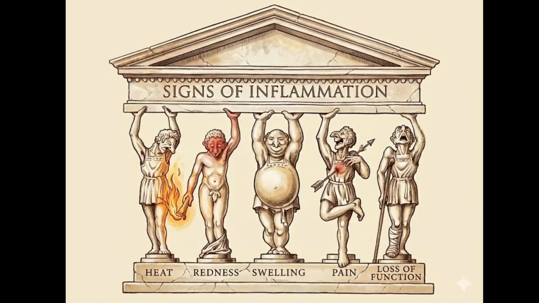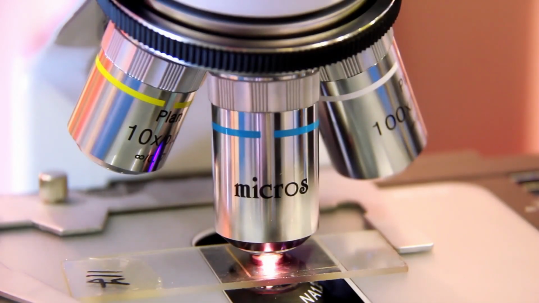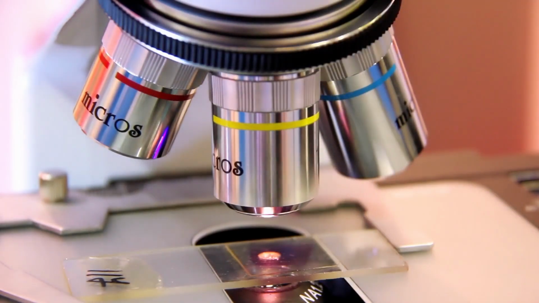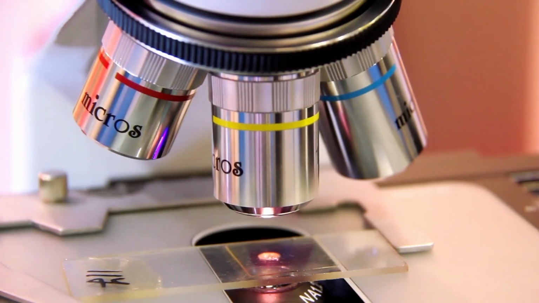Clinically, you may have heard of the 5 cardinal signs of inflammation: redness, heat, swelling, pain, and loss of function. But you can't feel heat through a microscope eyepiece, and you certainly can't see direct evidence of pain on a glass slide. So as pathologists, we have to infer clinical signs from the histologic evidence.